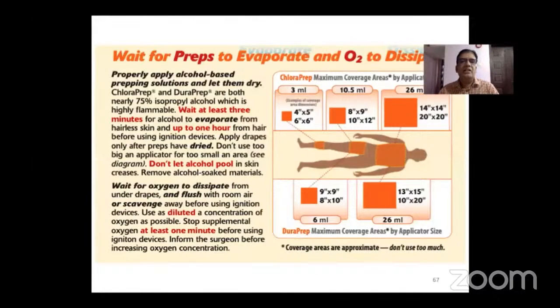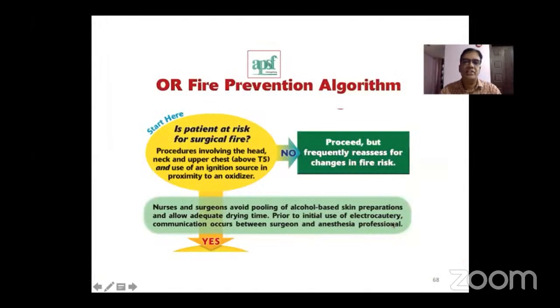And in fact, if you have used a prep like alcohol and other things, there is advice regarding how long you have to wait before you drape, how long before you start using an electrocautery, and what the recommendations are with respect to use of oxygen, because oxygen is the one which is going to support combustion if there is an ignition. All these things, and the volumes which are more dangerous or can precipitate fires, are also given.